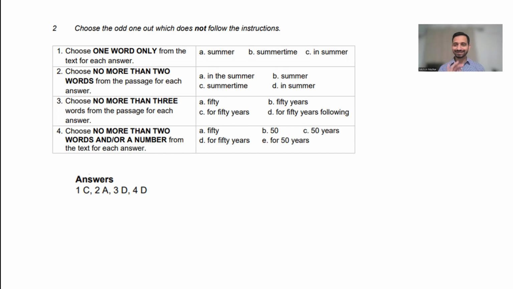Okay, option C is correct because you can either write a number or not write a number. You can write 2 words and a number as well, so that's correct. But D, on the other hand, is wrong.